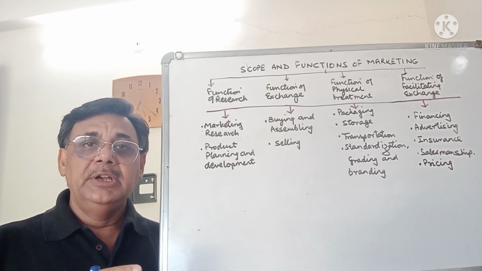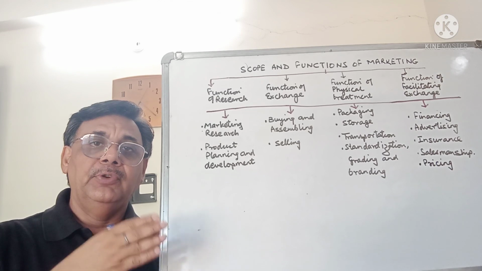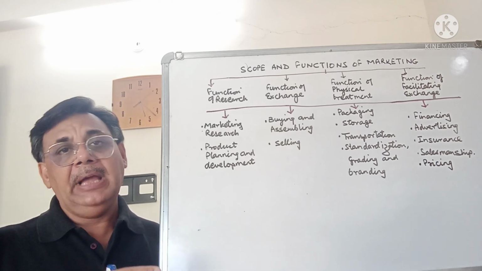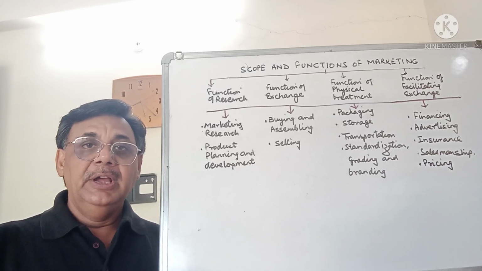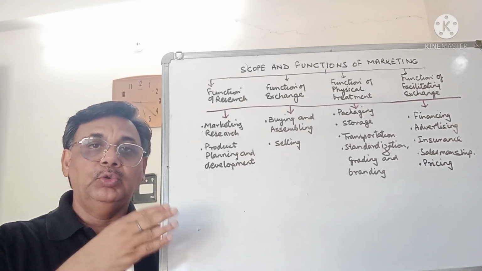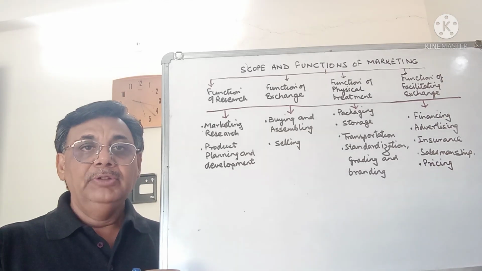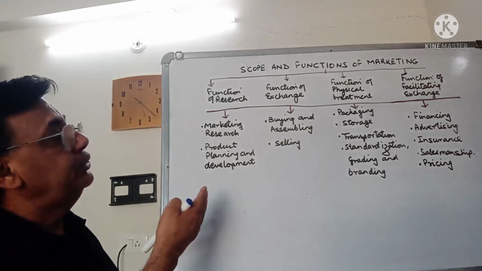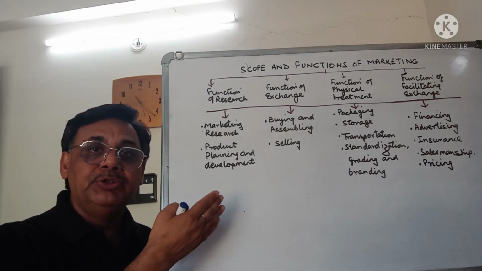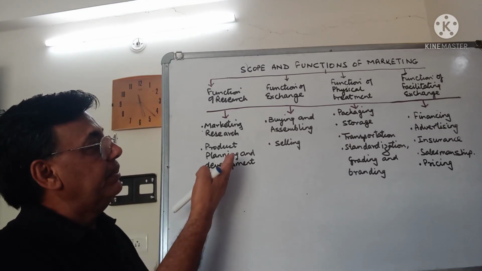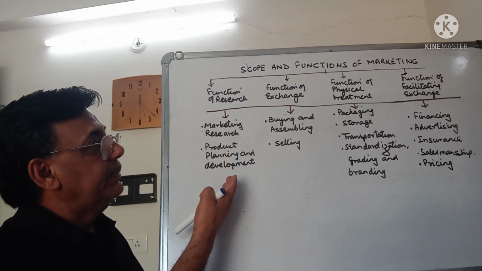Therefore, what is the task of a marketing manager? To sell the goods so as to earn the revenue for the organization. Now in doing so, he has to perform certain functions which will give us an idea as to what is the scope of the marketing department. So let us first discuss the function of research. That is the marketing research and product planning and development.